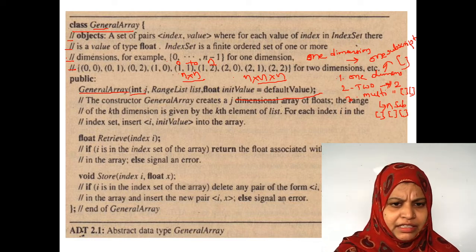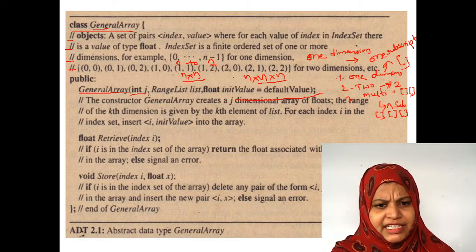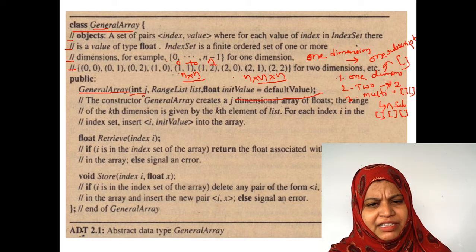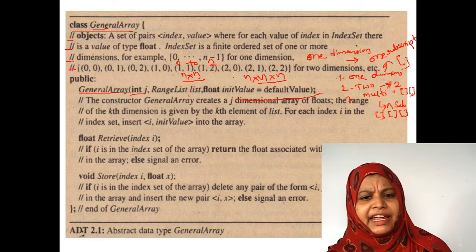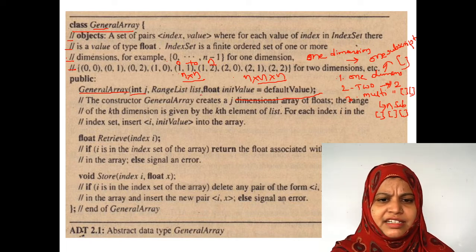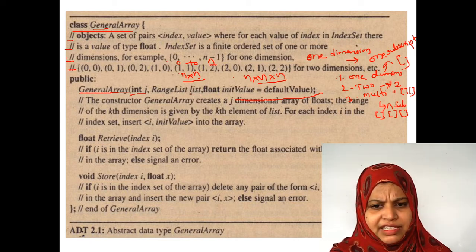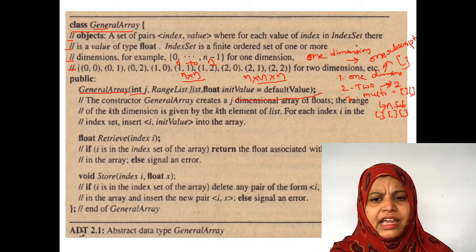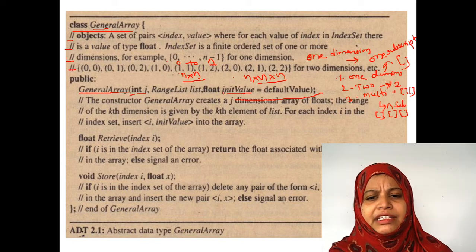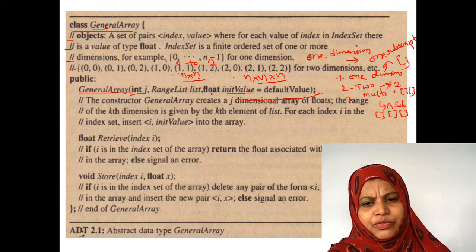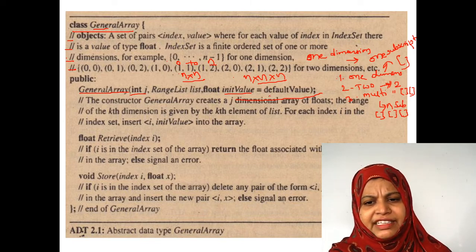In this case int j is the variable. This is the parameterized constructor. So j is the variable. Next is the range list. Here I am defining one list, that is the range list. Next one is the float init value. Float init value means I am defining one variable, the init value variable. Data type of init variable is float. So here we are assigning the default value.